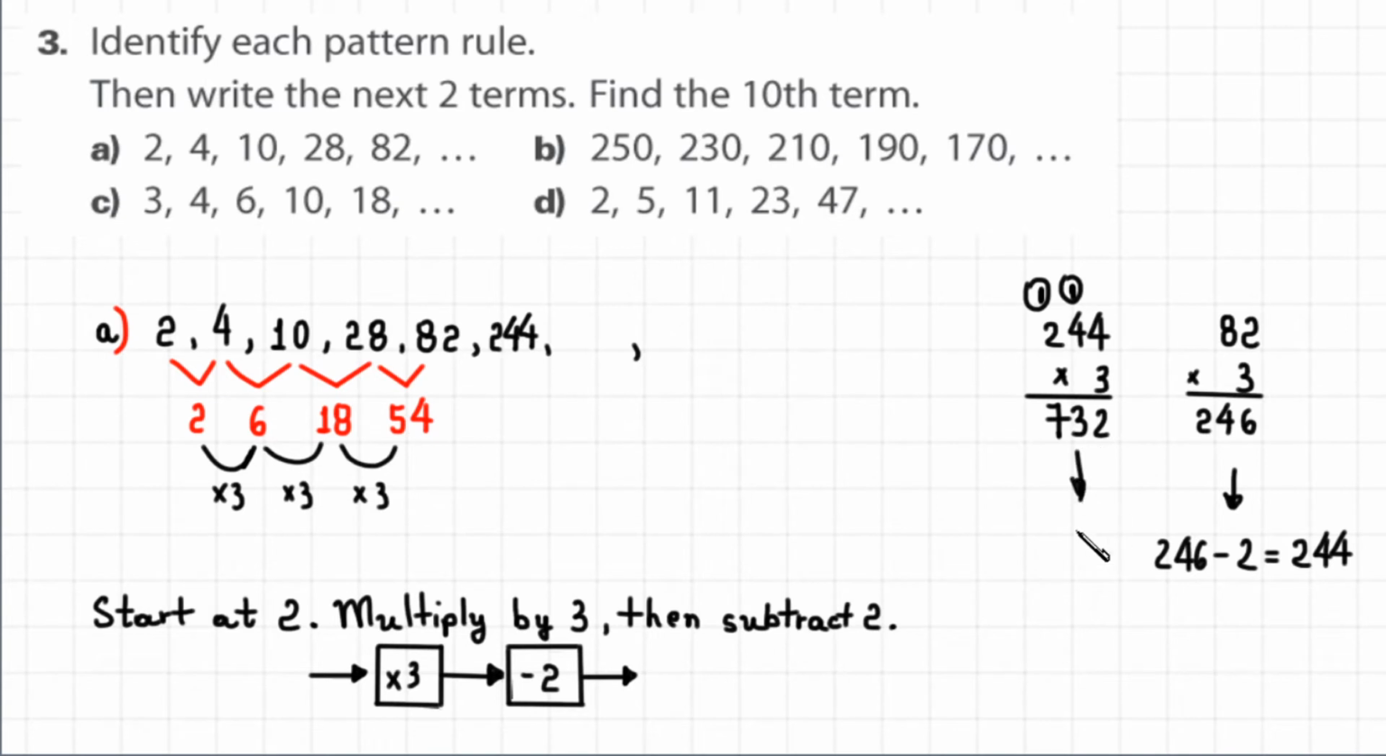And the next step is you take 732 and you subtract 2. Okay, you multiply by 3, then you subtract 2. You will find 730. Okay, that is our next number, 730.